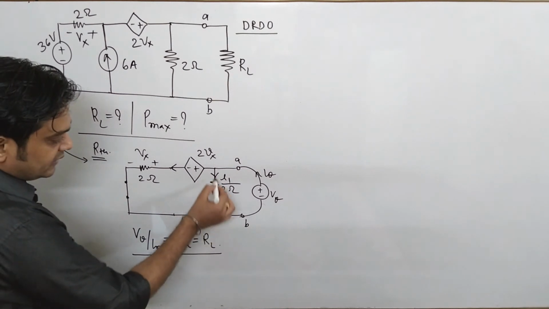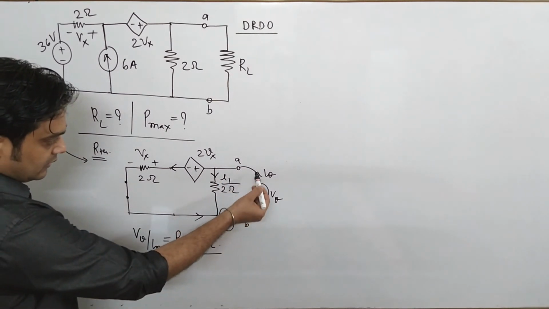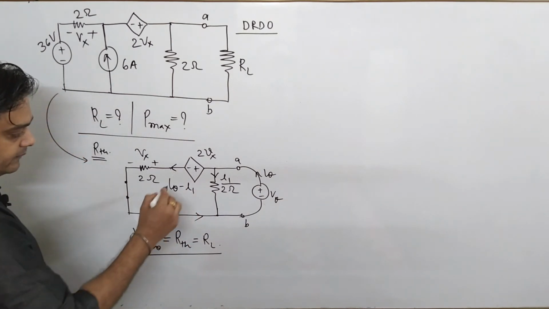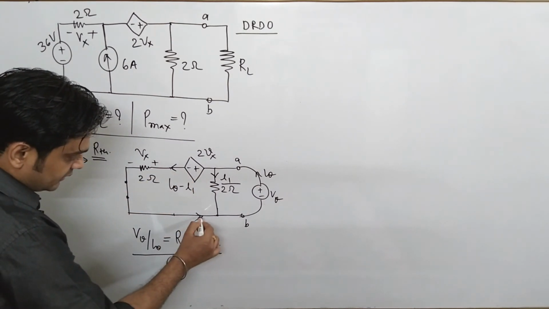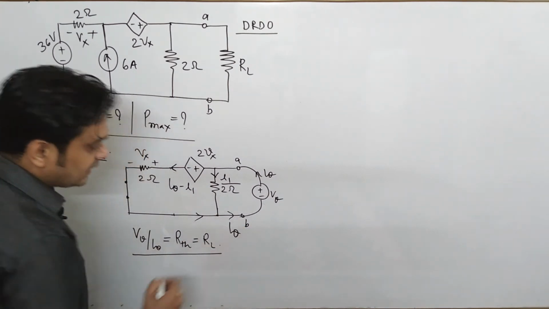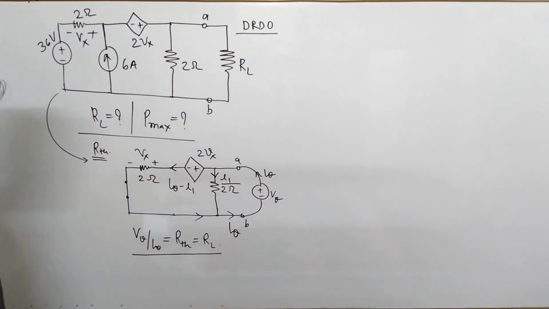Friends, here I have considered I1 current which is flowing here. This I theta is the current here. So what is the current here? It is I theta minus I1. The current which is flowing here, that current comes to be here, I1 comes to be here. When both currents are added, the current here is I theta. So our current division is correct.